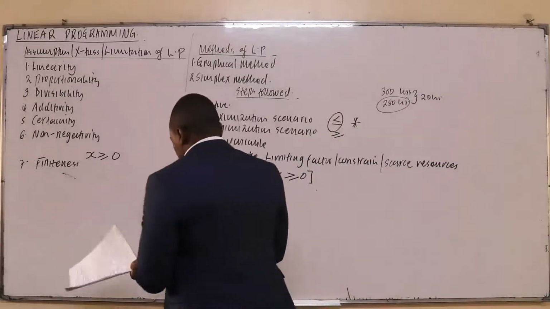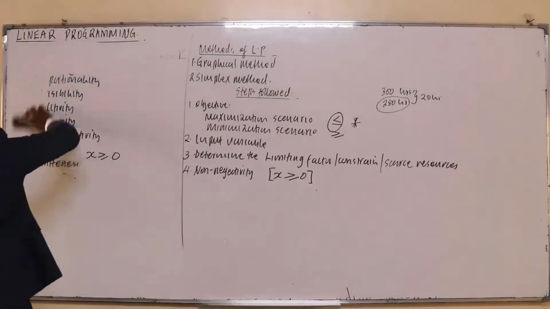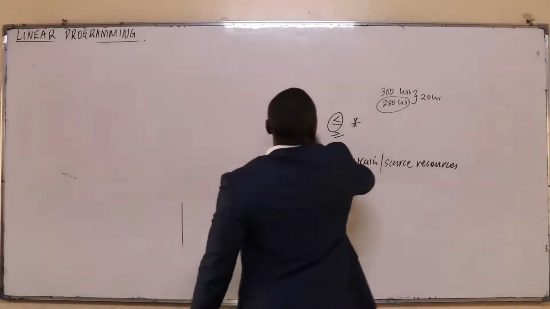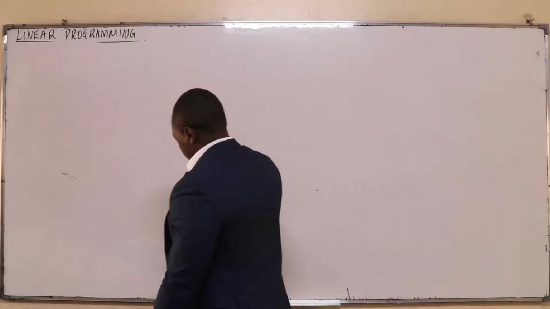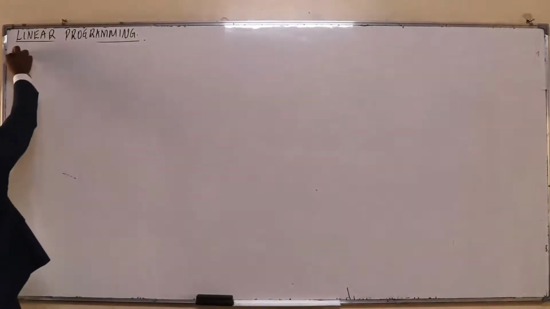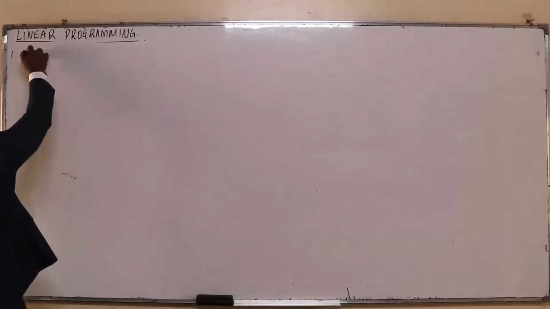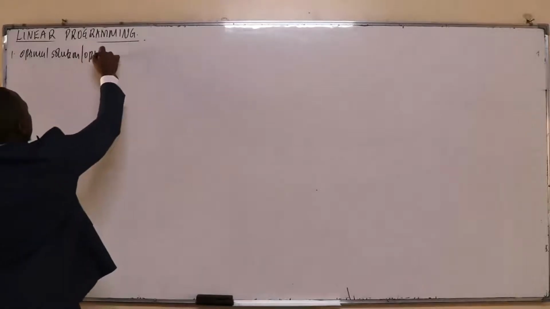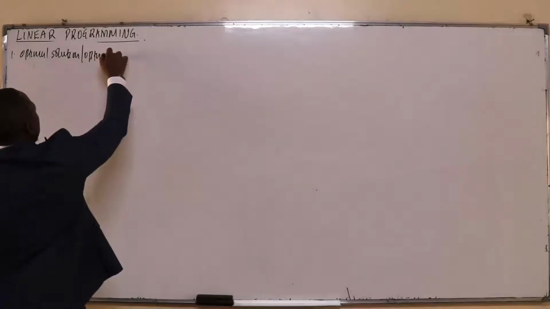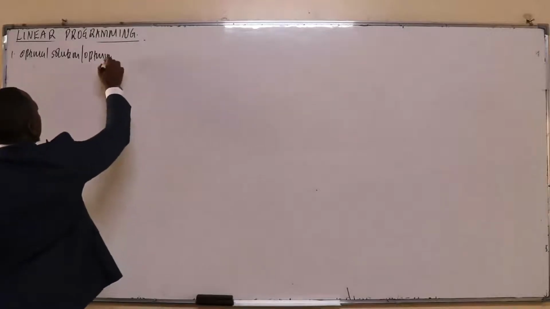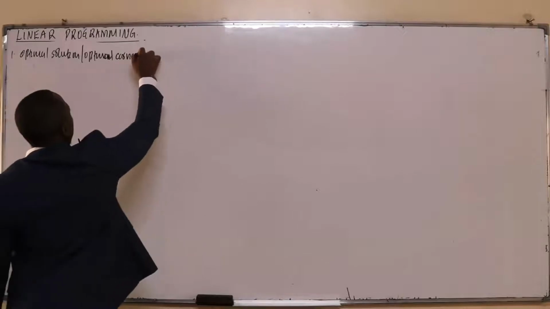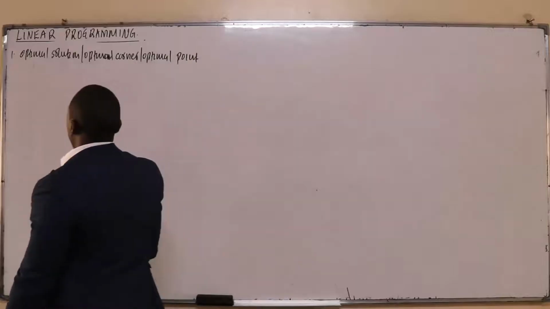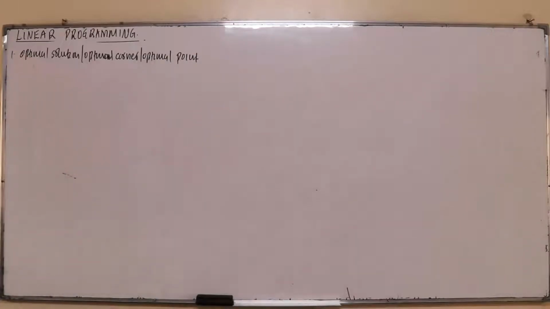So now let's look at some terminologies. Number 1, optimal solution, or optimal point, or optimal corner.